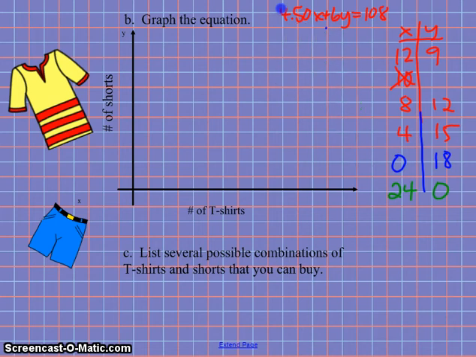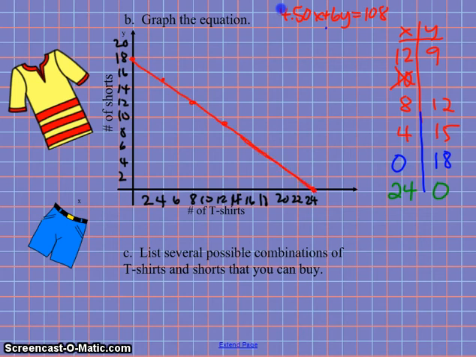You actually don't have a graph in your homework, but it's here for you to test out. So I have my ordered pairs of 12, 9, which would be here, my ordered pair of 8, 12, my ordered pair of 4, 15, and then I even found the ordered pairs 0, 18, and 24, 0. Do you notice that they all make a beautiful, perfect line?